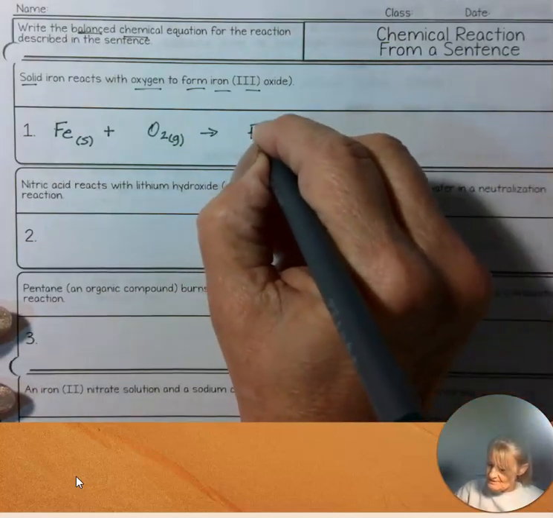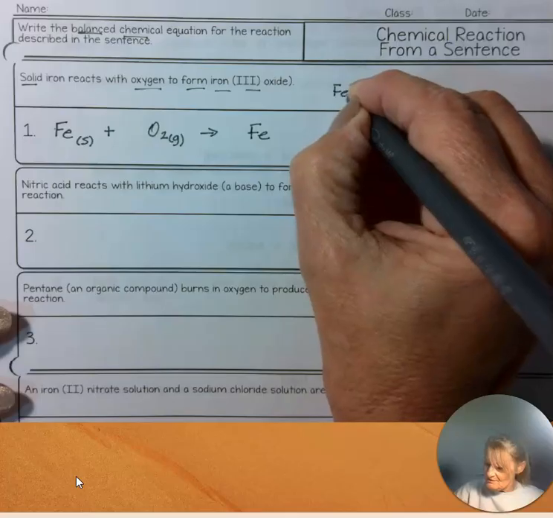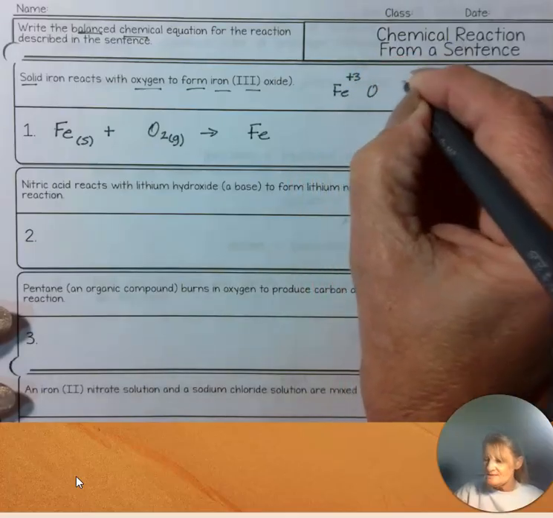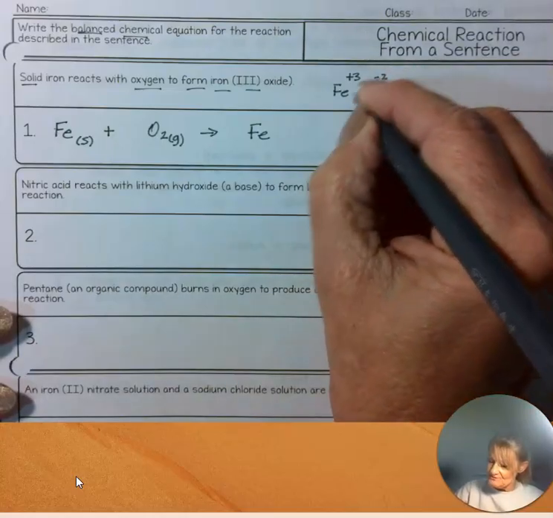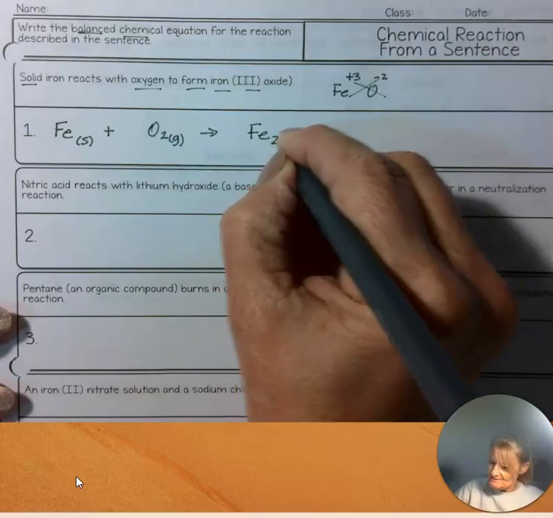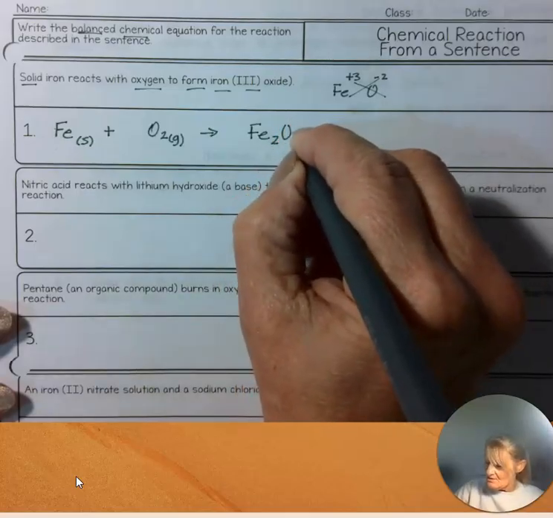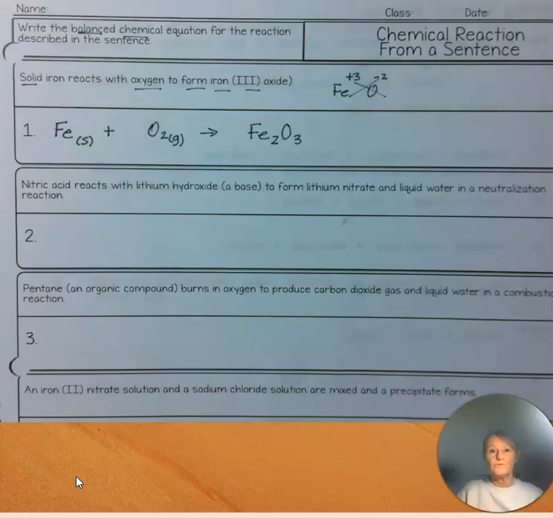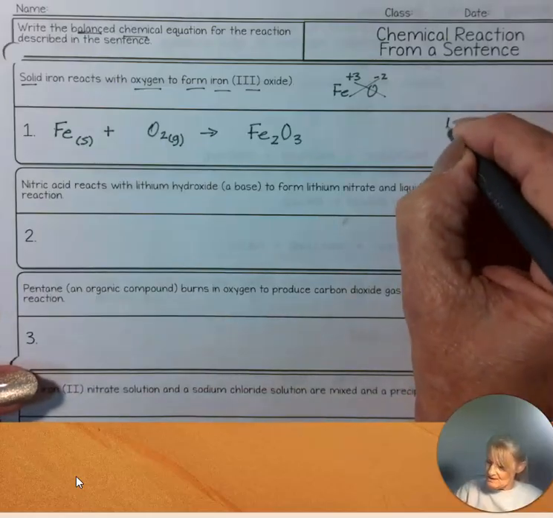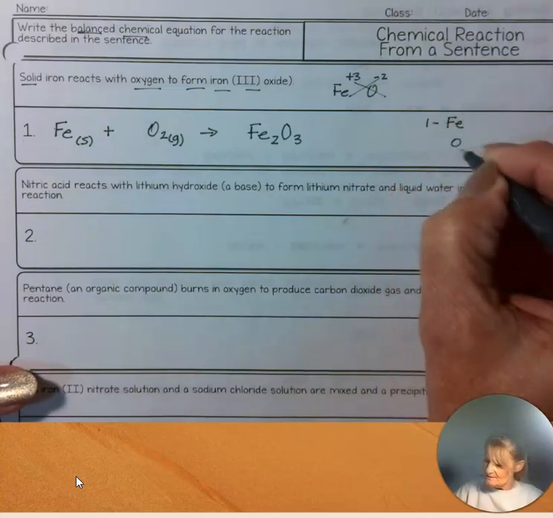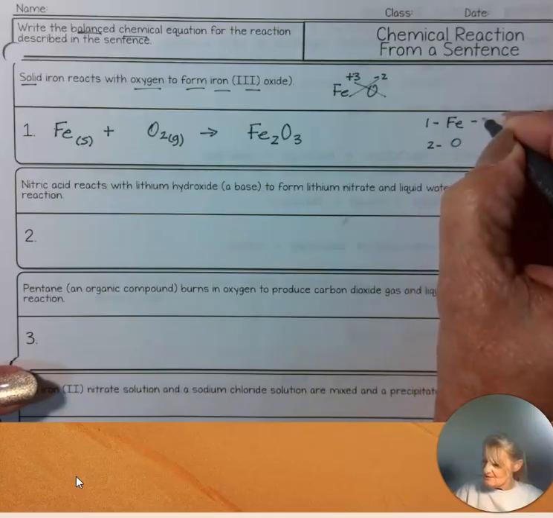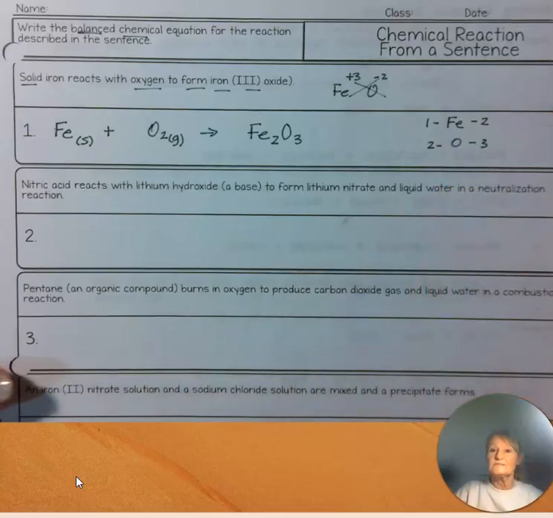So for iron, remember it tells us it is a +3. Oxygen, remember, is a -2. So in this case, if you do the crisscross method, Fe2O3. Now from this point, you're going to need to balance. Remember how we did our count: iron has 1, oxygen has 2, iron has 2, oxygen has 3.